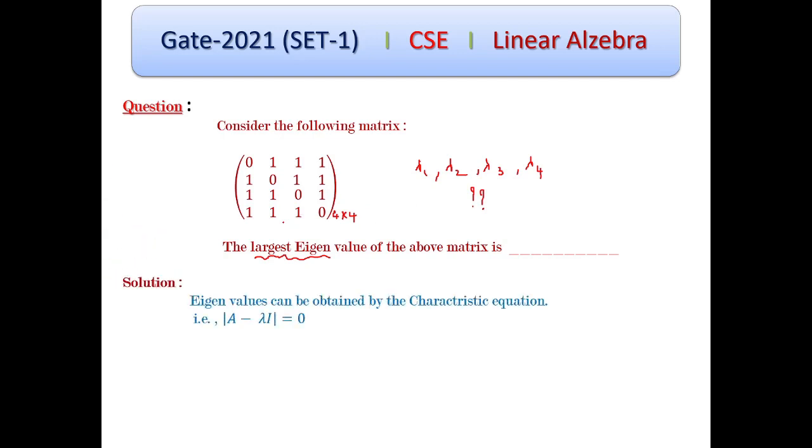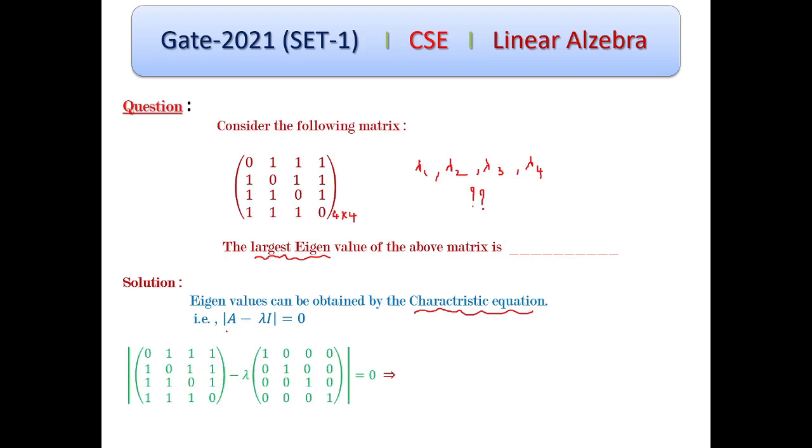Solution. Eigenvalues can be obtained by the characteristic equation, which you know already: determinant of A minus lambda I is equal to 0. Now what is A? A is this given 4x4 matrix. Let us substitute here minus lambda times I, the identity matrix. Since A is a 4x4 matrix, the identity matrix should also be a 4x4 matrix. So determinant of A minus lambda I is equal to 0.